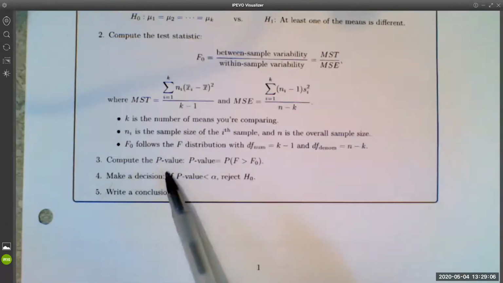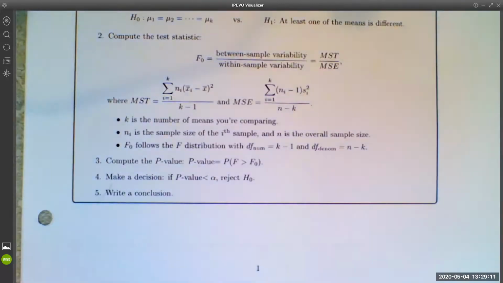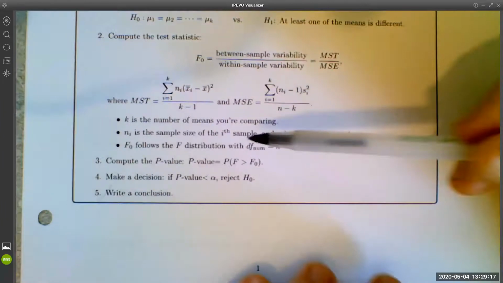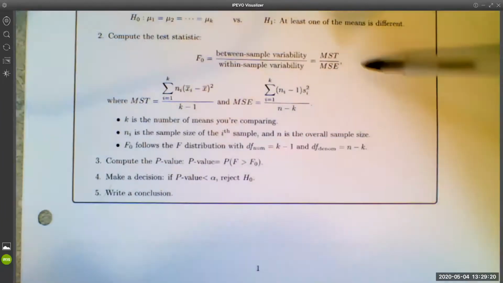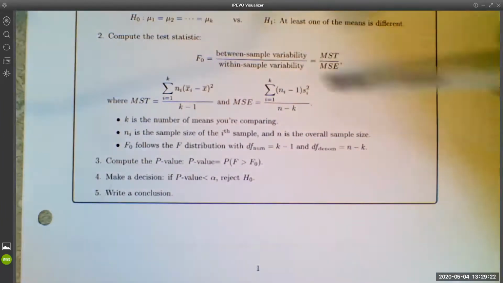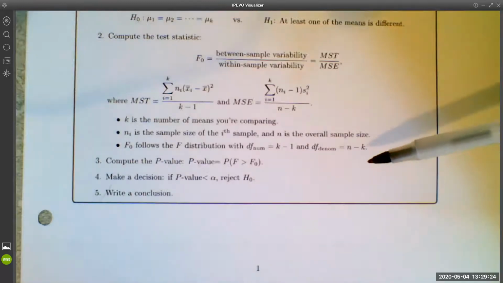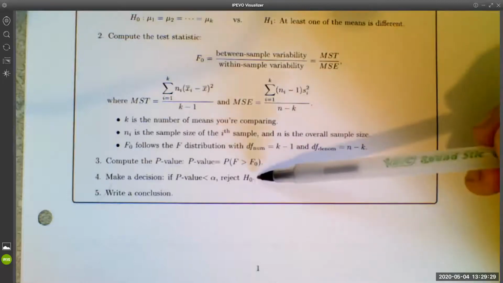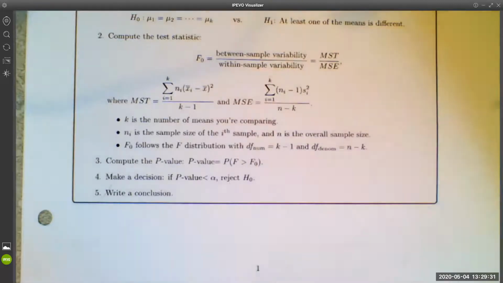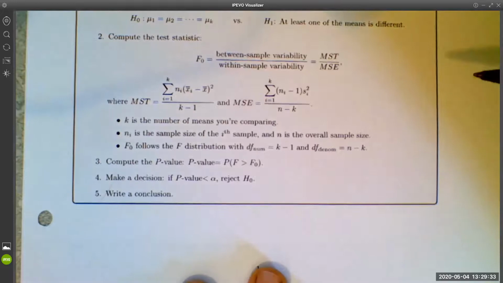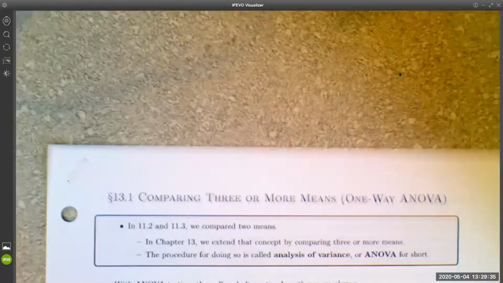You use it to compute the p-value. And again, same interpretation of the p-value as always. The p-value is the probability that we would get the test statistic that we got if we assume that the null hypothesis is true. So if you get a small p-value, then that casts doubt on your assumption, and so you reject the null hypothesis. Okay, so without further ado, take a look at an example.